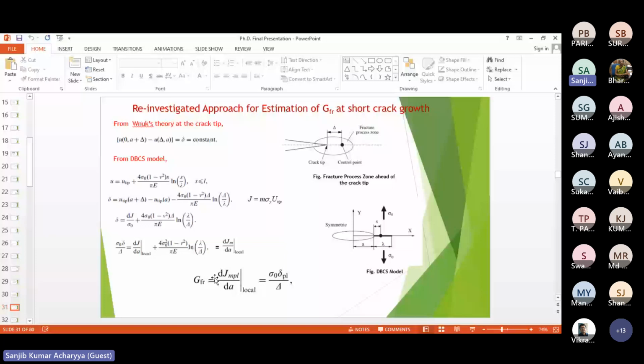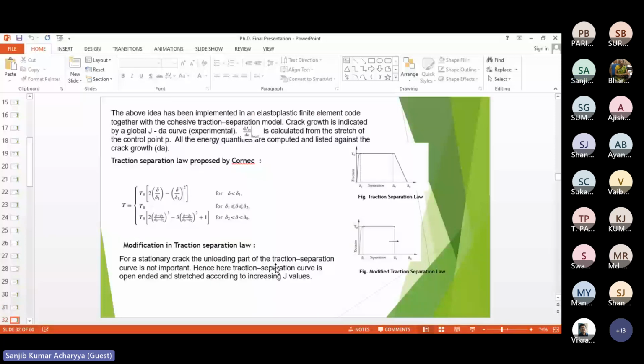Then some separation law is required to simulate the crack growth phenomena. For simulating crack growth, we have used the J-delta A curve, and at every stage we can evaluate dJMPL/dA because we have already got the expression in the previous slide. Now, using some cohesive zone model, separation will be done. At this point dJMPL/dA will be calculated, and we can estimate the value of GFR. So this was the scheme. For this scheme, we require some traction separation law. The Cornec traction separation law was used, and T0 is a material property which is to be derived, which is an additional requirement. That T0, the tractive force or cohesive strength, was derived from some tensile experiment.